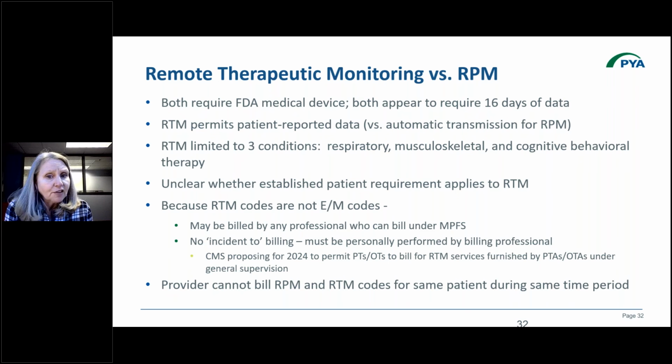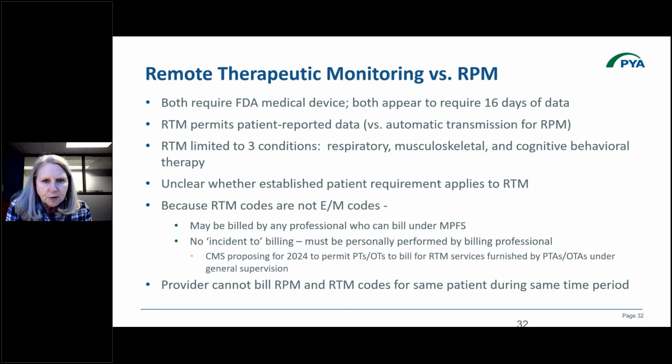RTM codes, interesting, are not E&M codes. They are in the 9.7 series, I believe, meaning that they can be billed by any professional who can bill under the Medicare physician fee schedule. However, that means there's no incident to billing for these services. They must be personally performed by the billing professional.